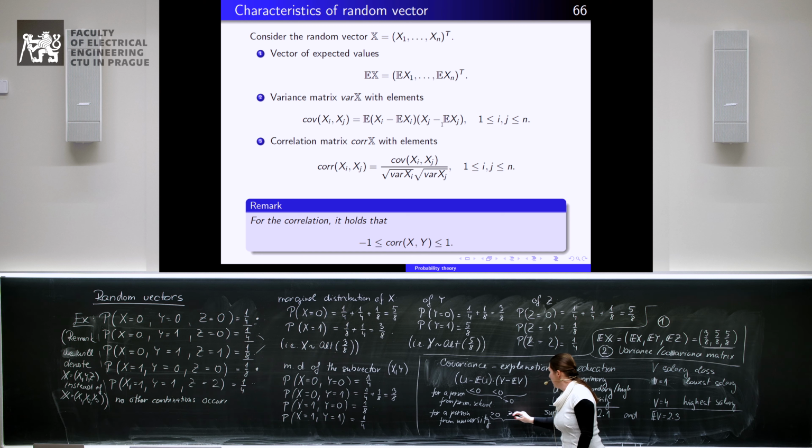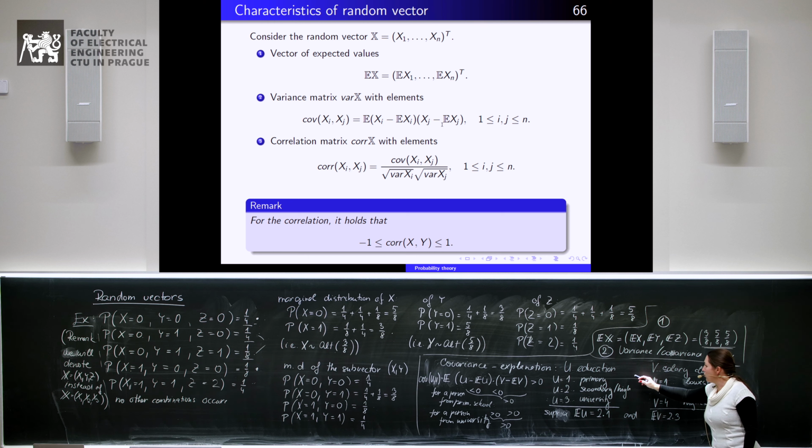And a positive number times a positive number is positive. So in most situations, this product is positive. It means that on average, in the mean value, this product is positive. And this is the covariance of U and V.